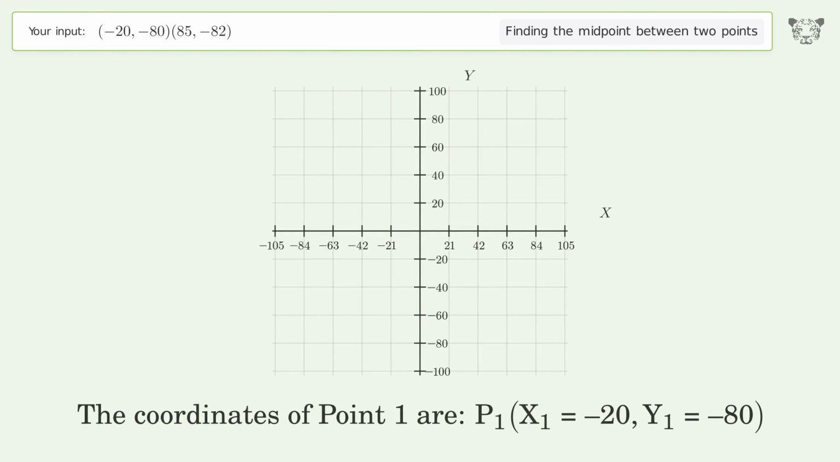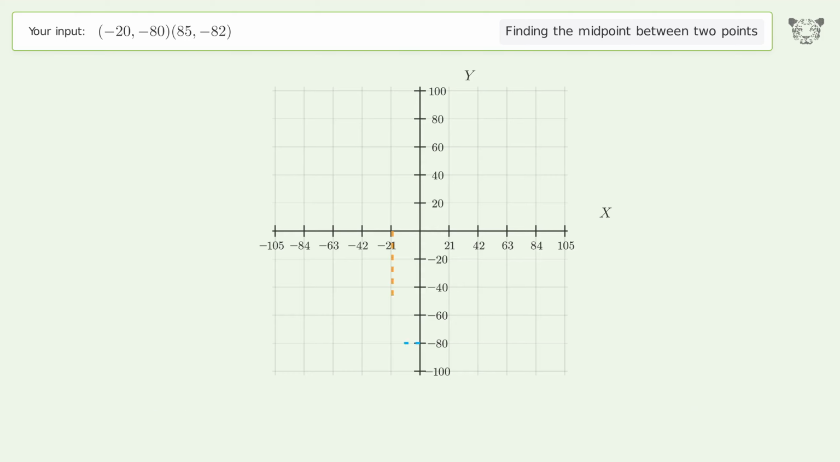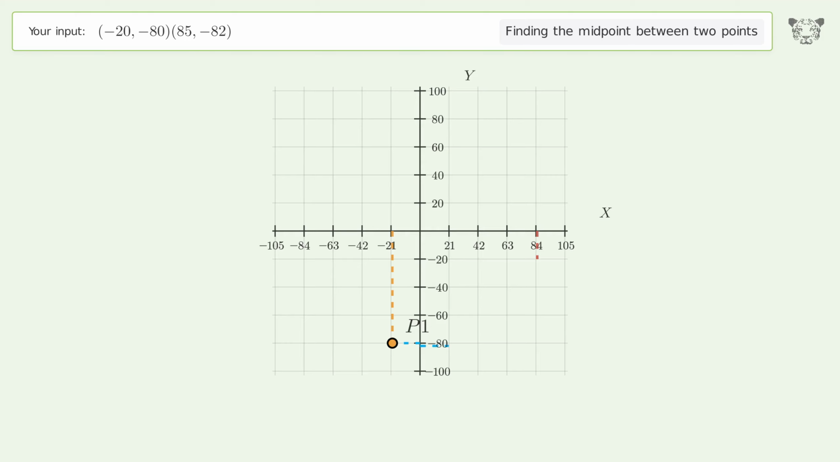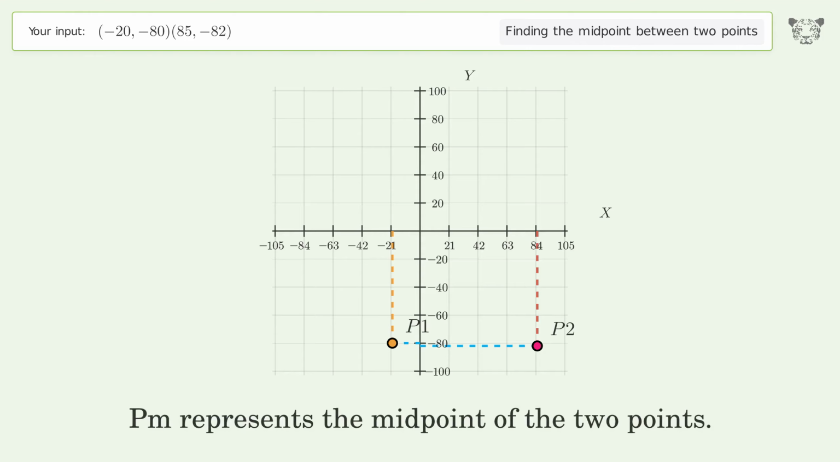The coordinates of point 1 are x1 equals negative 20, y1 equals negative 80. The coordinates of point 2 are x2 equals 85, y2 equals negative 82. PM represents the midpoint of the 2 points.